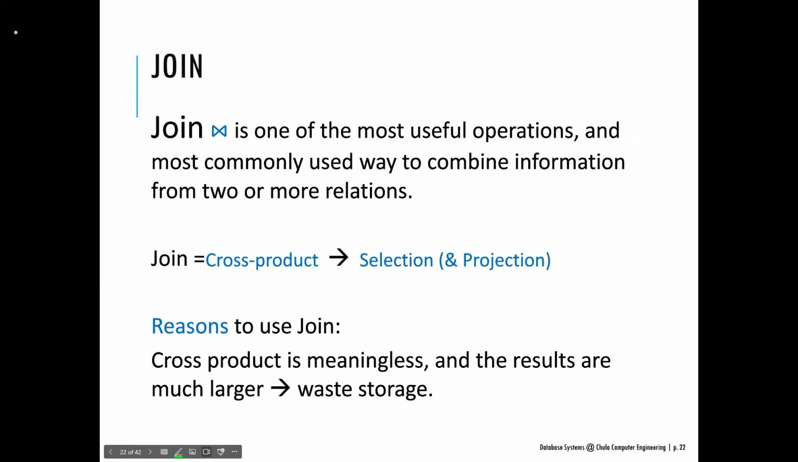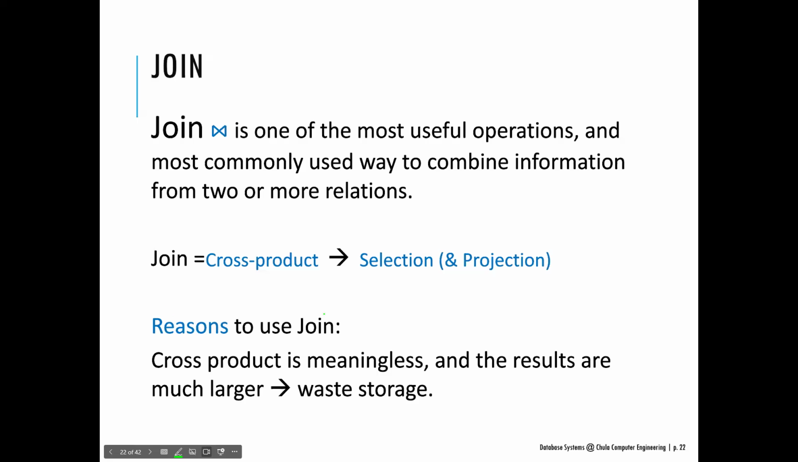Now we talk about join, and we'll be talking about join a lot after this. Join is one of the most useful operations. You use it a lot when you want to combine relations that are not union compatible. Join is always a cross product followed by selection and sometimes projection, but projection is not required. At least you have to have selection. You could have projection, but it's not really necessary.